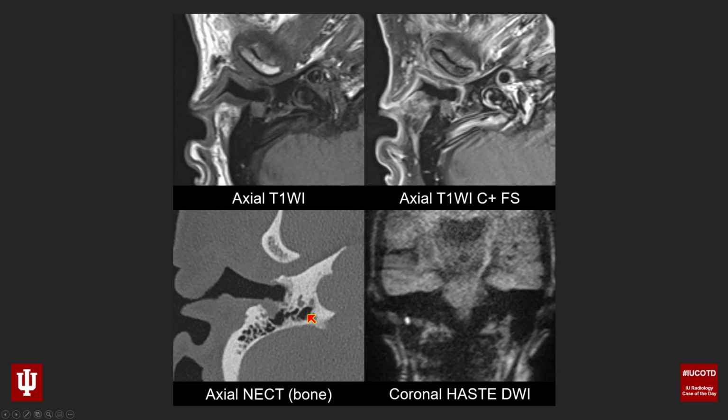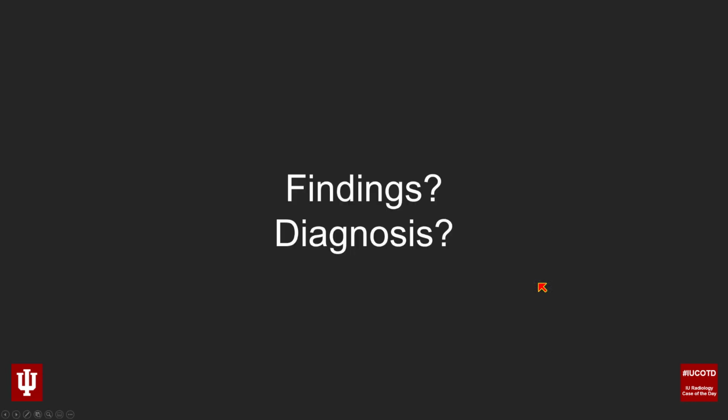The image on the bottom left, we have an axial non-contrast CT through the same level. This is a bone algorithm reconstruction. And then the image on the bottom right, we have a coronal HASTE diffusion weighted image, so a non-echoplanar coronal diffusion weighted image. So again, history, ear pain and drainage, four images to look at. Try to put it all together. Okay, so what are the findings and what's the diagnosis?